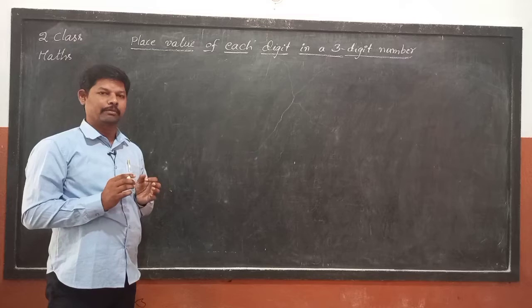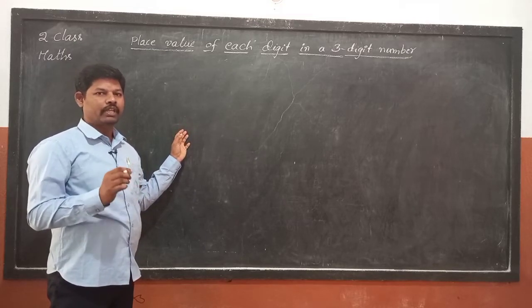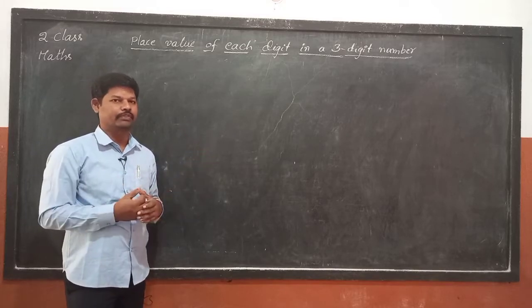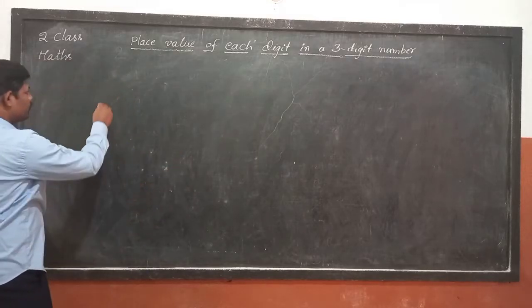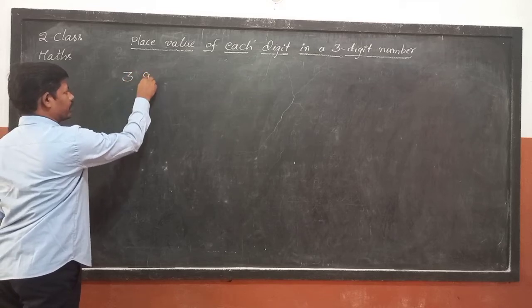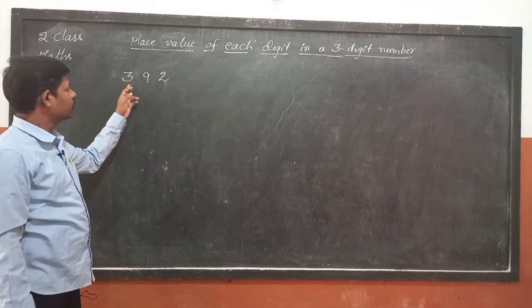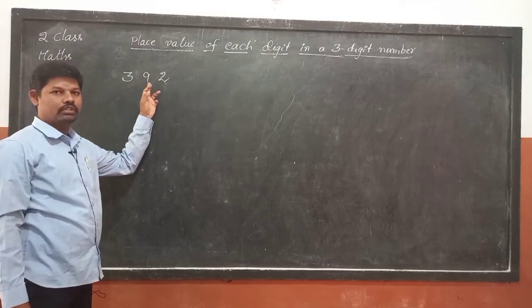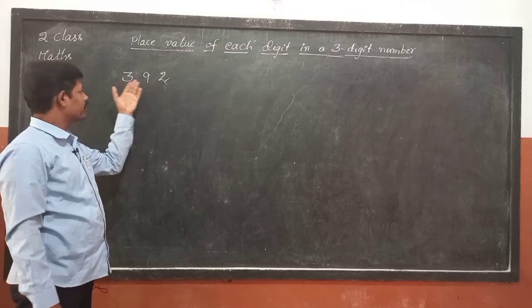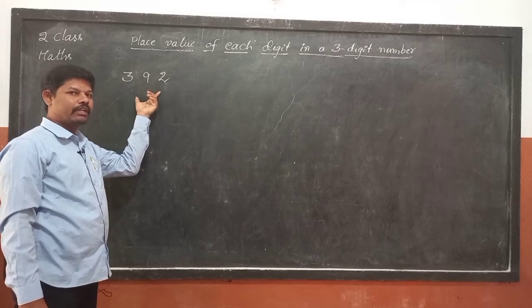You just observe carefully and understand what the place value is, and then you will get the knowledge, then you can apply it. You can fill the book easily. So let us see once. For example, I will write a 3-digit number here. How many digits are there? 3 digits. 1, 2, 3. This number is 392. So how to read this number?